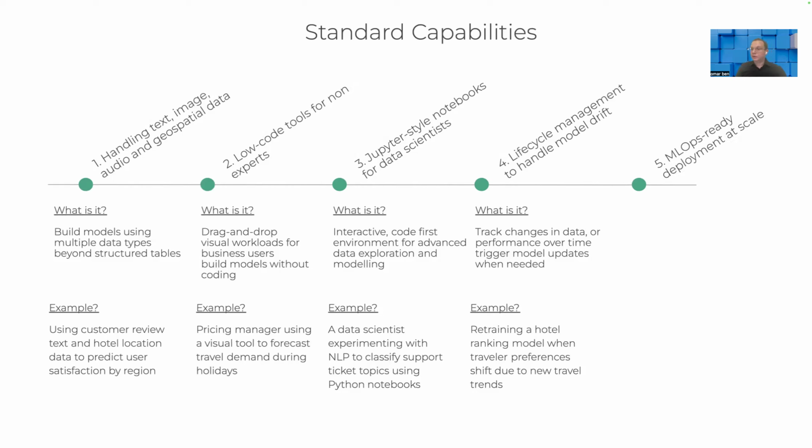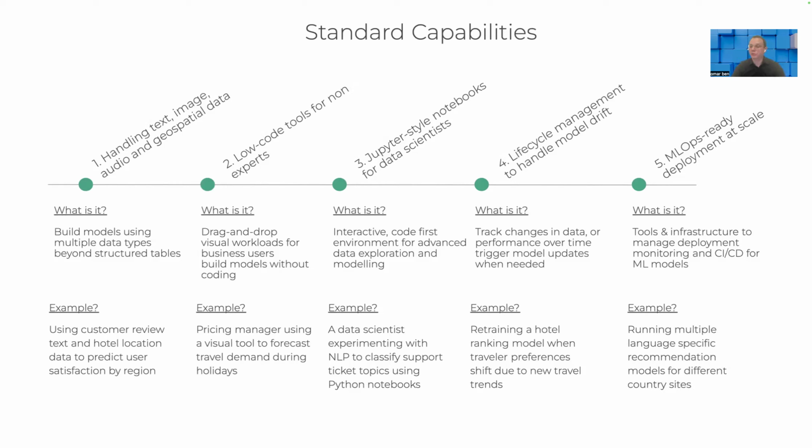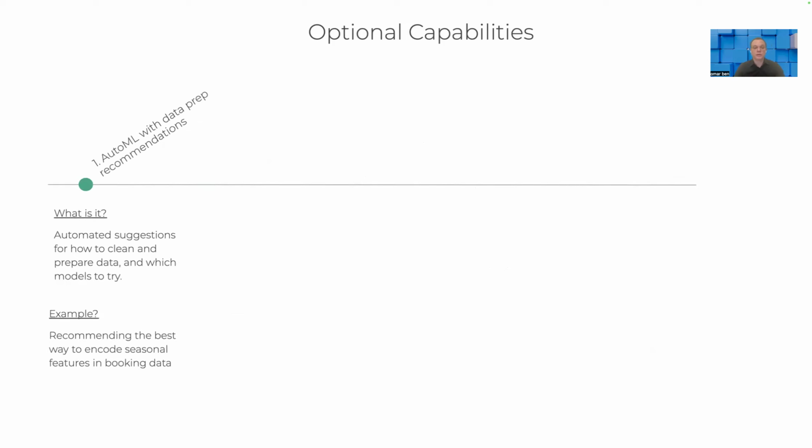And fifth here is the MLOps ready deployment at scale. And these are the tools and infrastructure to manage deployment and monitoring of CI/CD for machine learning models. This is like, as an example, running multiple language-specific recommendations modeled for different country sites. And here are the optional capabilities, or these are like differentiators that are available with some vendors out there. So there's the ability for AutoML with data prep recommendations. So this simplifies the adoption of machine learning and data modeling, where you have automated suggestions for how to clean and prepare data and which models to try.